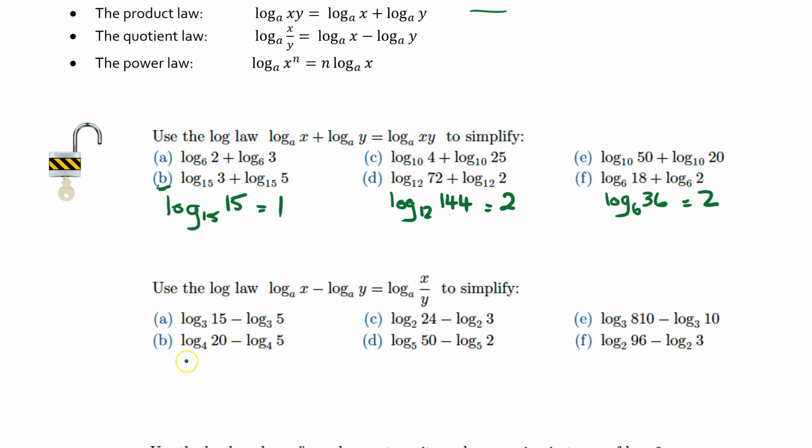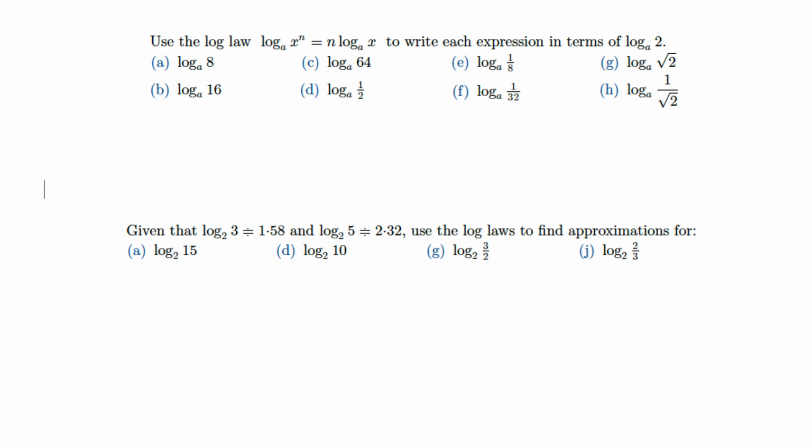Down below, same sort of thing. Log base 4 of 20 minus log base 4 of 5 is log base 4 of 20 divided by 5, which is of course 4. And 4 raised to the 1 gives us 4. This one here, log base 5 of 50 divided by 2 is this, which is then equivalent to 2. And log base 2 of 96 divided by 3 is going to be log base 2 of 32, which is 5.